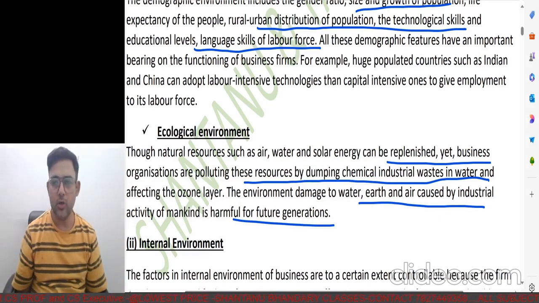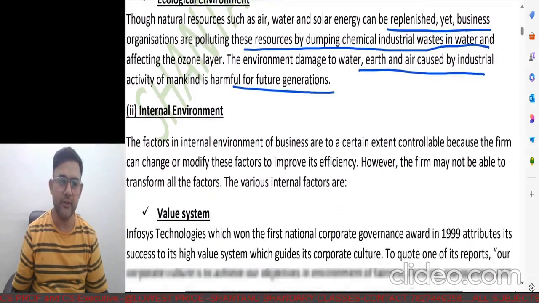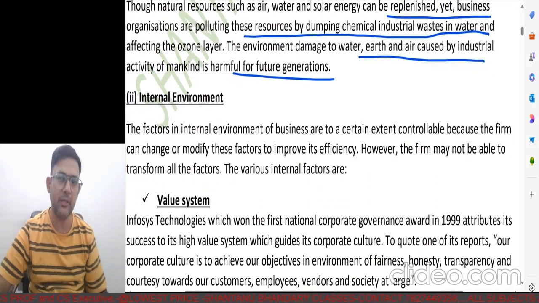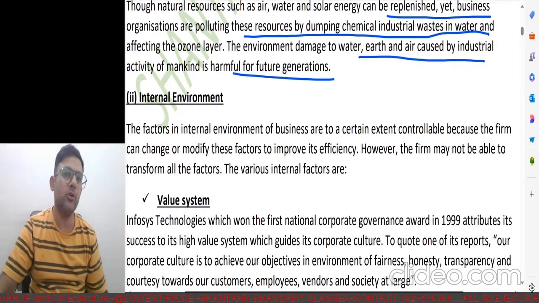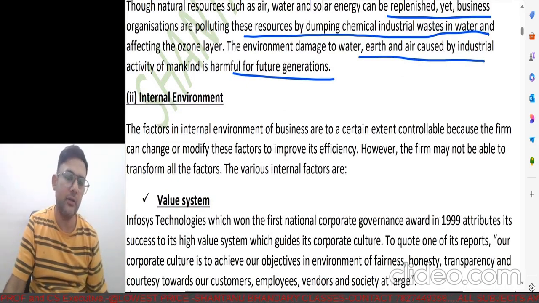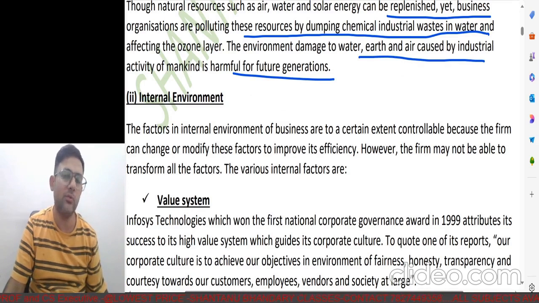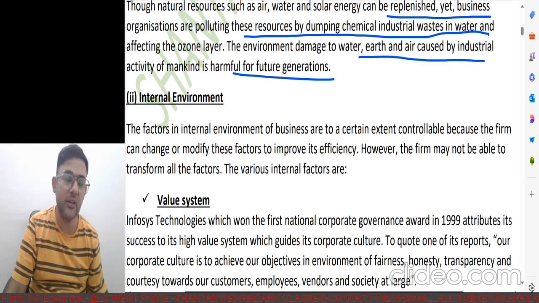So now let's talk about the internal environment. So I think, as I just said, of the external and internal, internal is the one on which you have the most control. Like, I'll not say 100%, but I'll say more than 90%, because this includes, for example, the first one where it says value system.